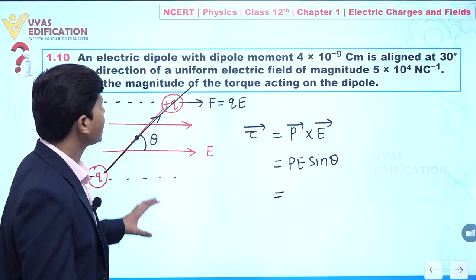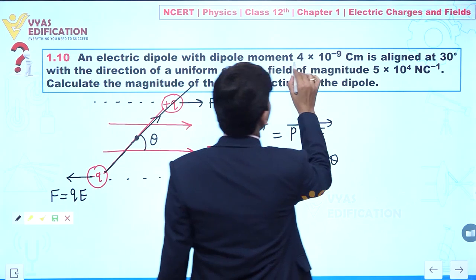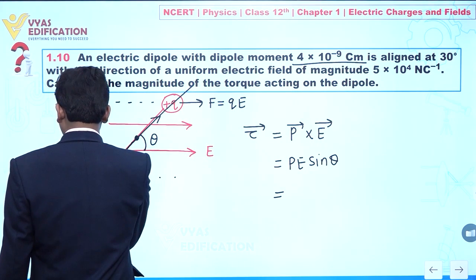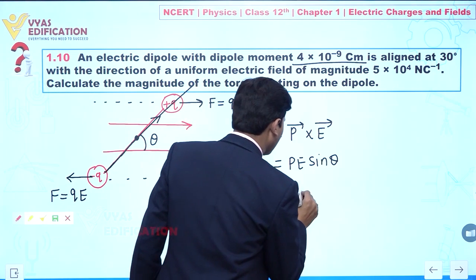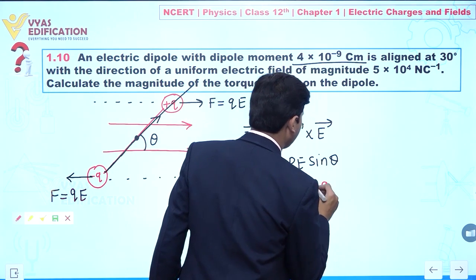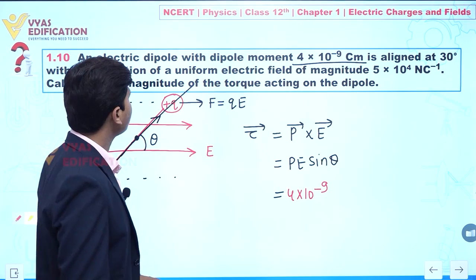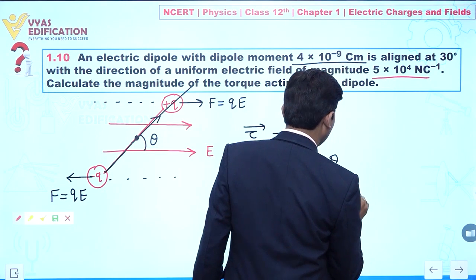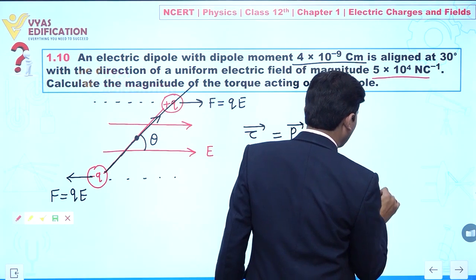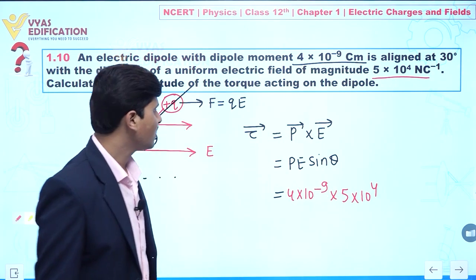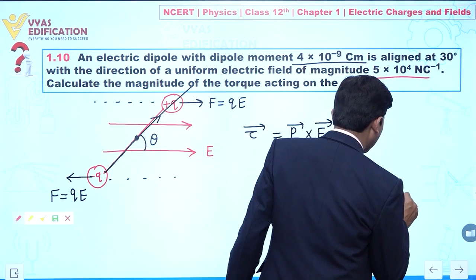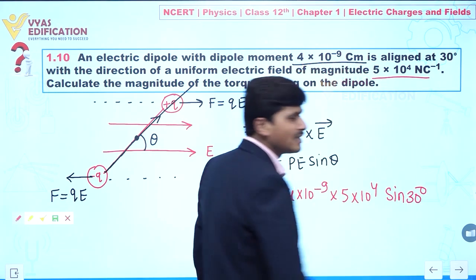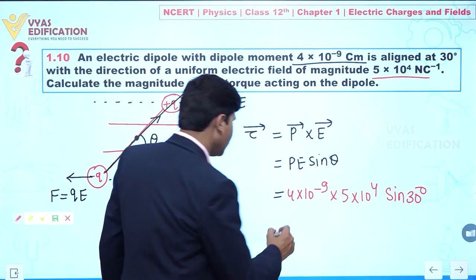So the value of the electric dipole moment given to you is 4 into 10 to the power minus 9 coulomb meter. The value of the electric field is 5 into 10 to the power 4 Newton per coulomb. And the angle between P and E is given as 30 degrees, so sine 30.